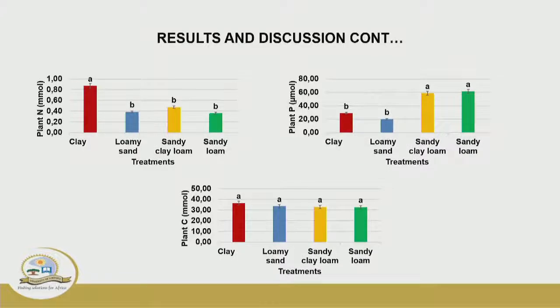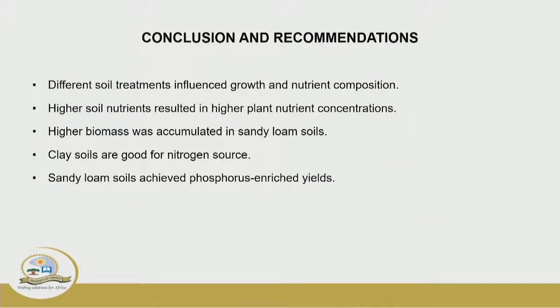A similar trend was also observed in sandy loam, where plant phosphorus was high. And this can also be a result of phosphorus being high in sandy loam soils as compared to other soils. And unfortunately, there was no significant difference when it comes to plant carbon. Ladies and gentlemen, it was evident that different soil treatments influenced growth and nutrient composition of moringa, and the higher amount of nitrogen and phosphorus in the soil also resulted in plants having those particular nutrients in the plants.